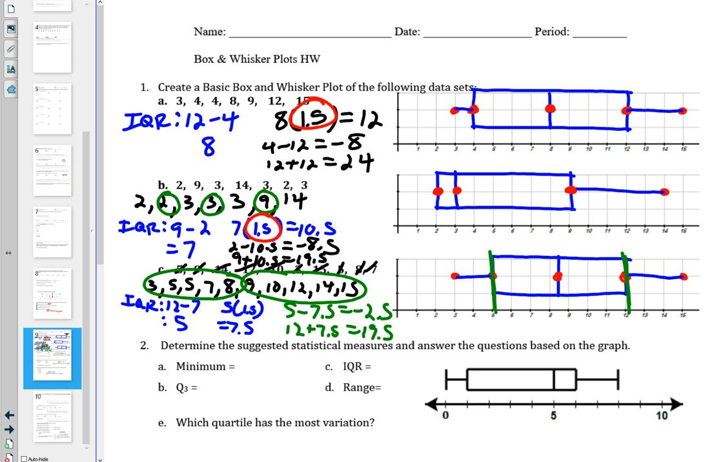So read the median of the first 5. It's the odd number, the one in the middle. The median of the second 5 is the 12, Q3. Any questions there?